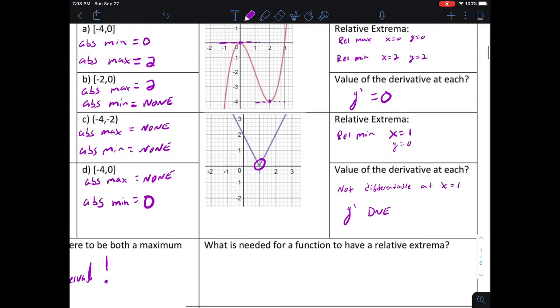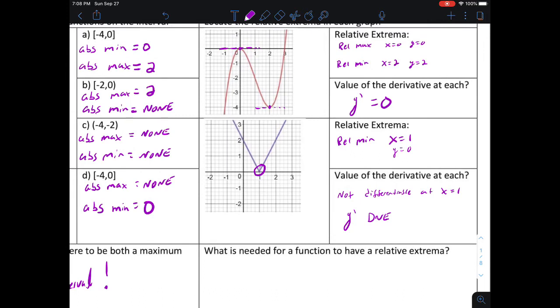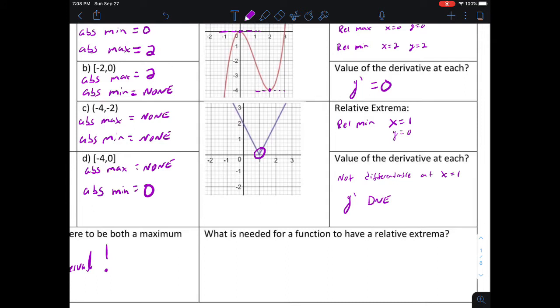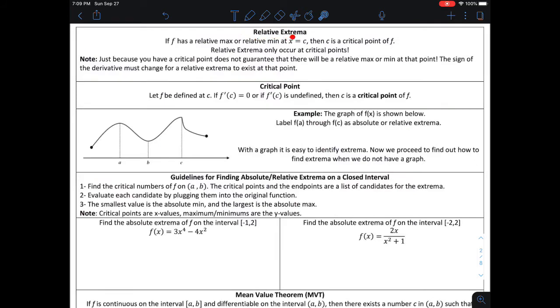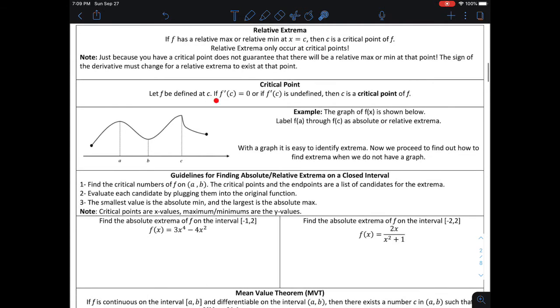So what is needed in order to have a relative extrema? Well, we have to have what's called a critical point, where the derivative, y prime, has to equal 0 or has to be nonexistent at that point. And that's how we can find x values that would be relative extrema. To summarize, a relative maximum or minimum will happen at a critical point. Now, here's the thing: just because I have a critical point does not mean that I'm guaranteed to have a relative extrema there. However, relative extrema will only happen at critical points. So critical points are where the derivative equals 0 or the derivative is undefined.